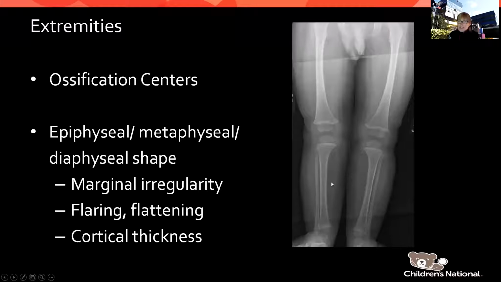And then when you get the extremities, whether you do one or both of them, we're looking at whether your epiphyses have ossified or not. Are they irregular? Are they homogeneous? Is the physis open? What does the metaphysis look like? Is it flared? And then looking at the diaphysis, we're looking for thickness and marginal irregularity.